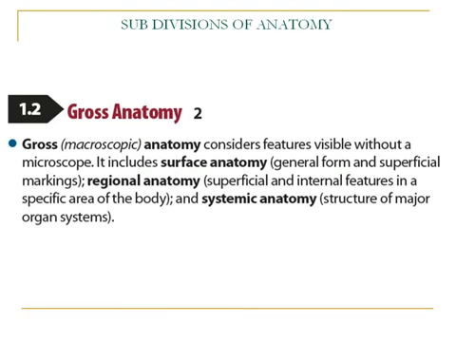And there is another branch in gross anatomy, that is the systemic anatomy. Systemic anatomy deals with the human body on the basis of different systems, like the cardiovascular system, respiratory system, gastrointestinal system.